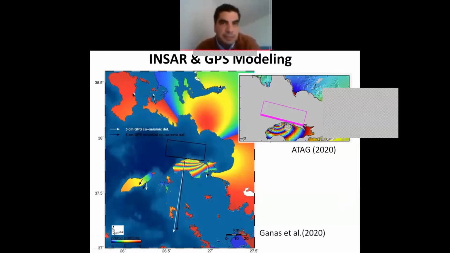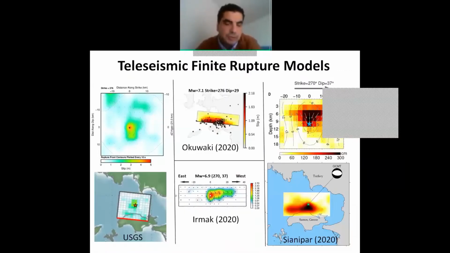So with InSAR and GPS modeling together, there are many different groups working on this simultaneously, and they are also finding the strike slightly towards northwesterly. So you can see the dimensions are pretty similar, and it's a pretty good match with the seismic interpretations also.